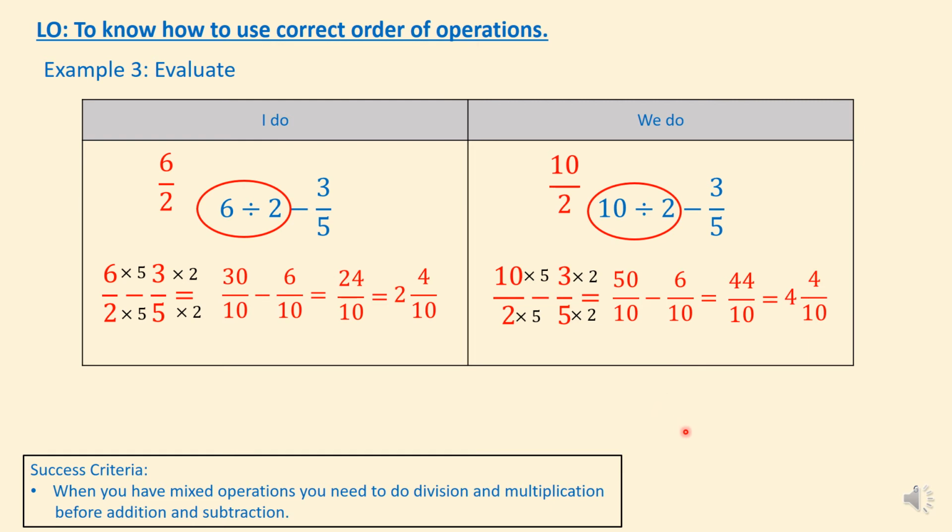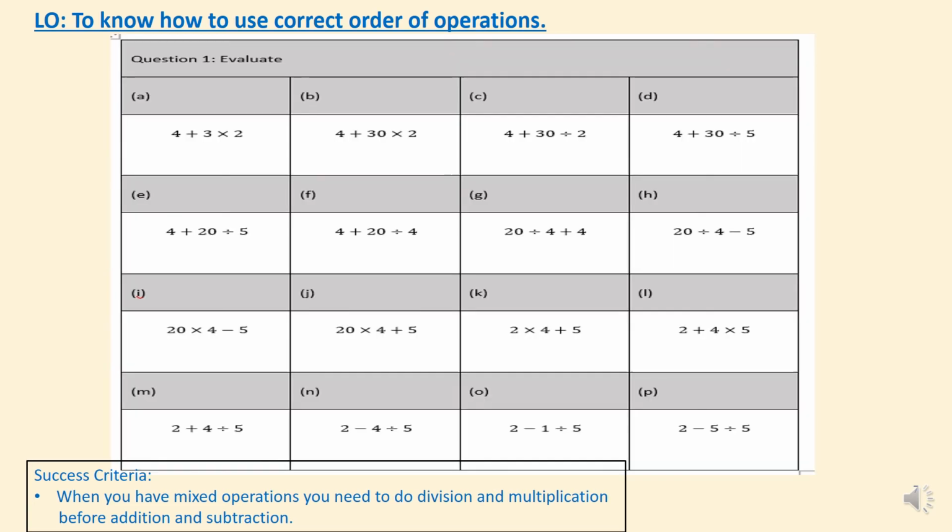Okay, very well done if you managed to do this one right, and just be ready to do some independent tasks in a minute. Here are some questions for you to do. Have a go with all of them. Pause the video, have a go, and then you can start the video again to mark your answers.